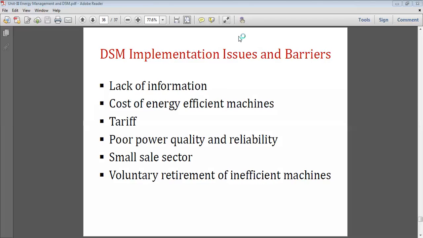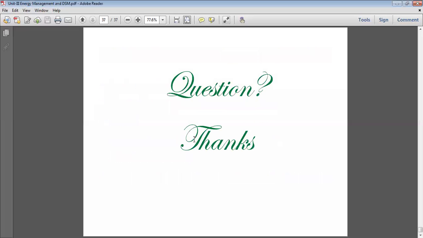Voluntary retirement means that even though the machine is working, we replace it only for the energy efficiency technology, for energy conservation, or because of some findings from the energy auditor after conducting the energy audit in the premises. So people are not ready to do the voluntary retirement of inefficient machineries. So this is one of the issues or barriers in demand side implementation. This is what is related to all this.